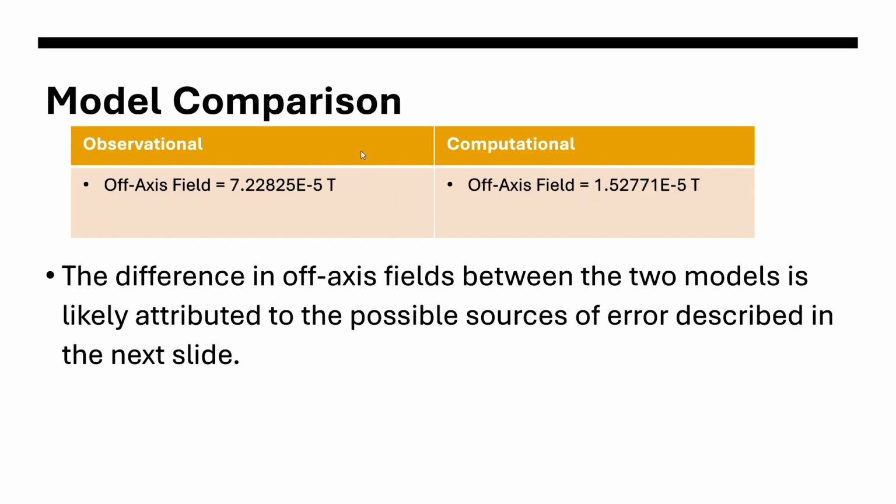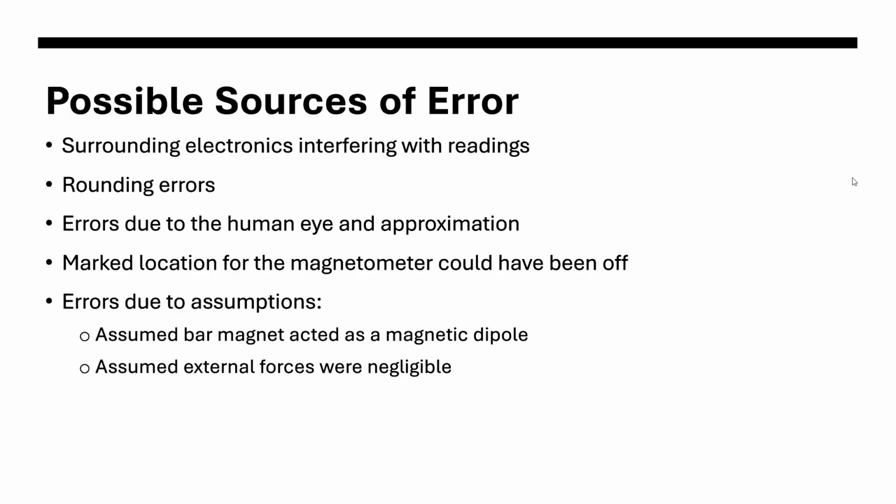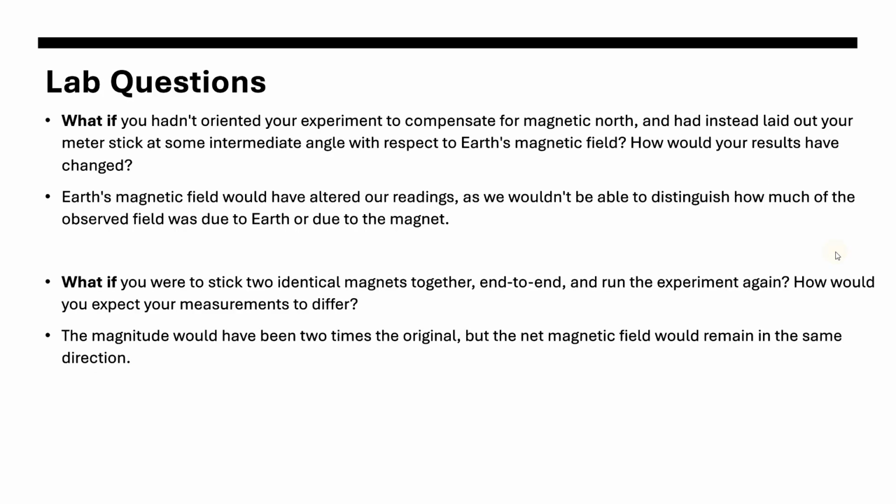We see it's a little bit different between the observational model and computational model, and this difference is likely due to these possible sources of error, such as surrounding electronics interfering with our measurements, rounding errors, errors due to us looking at it and approximating, because the meter stick isn't perfect and our eyes aren't perfect. And then also we might have gotten the marked location of the magnetometer a little bit wrong, and also errors due to assumptions. We assumed the bar magnet acted as a magnetic dipole, and we also assumed that external forces were negligible.